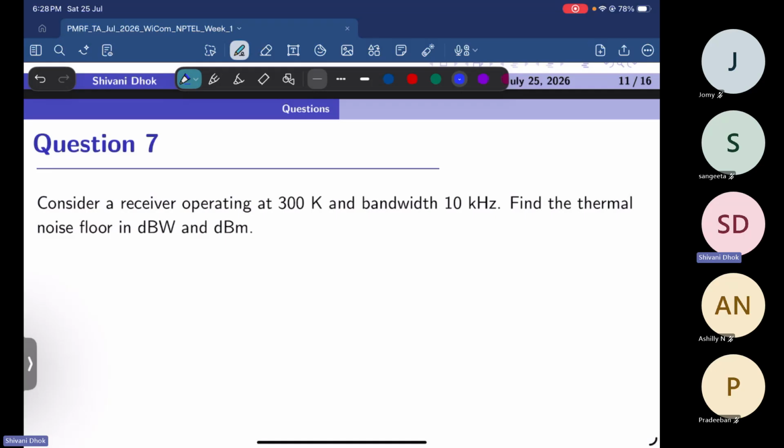Now I'll change gears a bit and move on to something known as thermal noise and all concepts related to it. The question says: consider a receiver operating at 300 Kelvin and bandwidth of 10 kilohertz. Then find the thermal noise floor in dBW and in dBm.